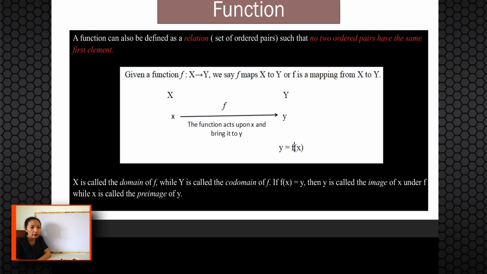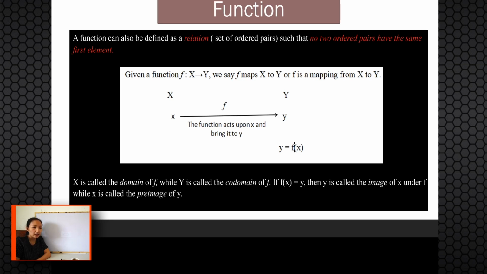So, given a function f, which is a mapping from x to y, we say f, the function, maps x to y, or f is a mapping from x to y. Or we can represent it using the diagram. As you can see from your screen here, x is an element of set x, y is an element of set y. When the function f acts upon x, it brings it into y. The function acts upon x and brings it to y. Y is equal to f of x.